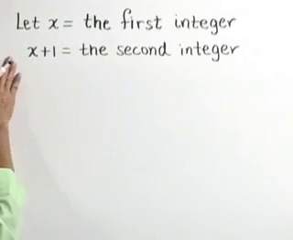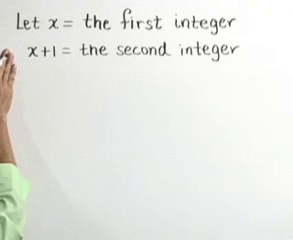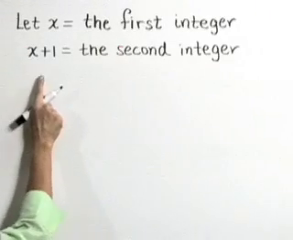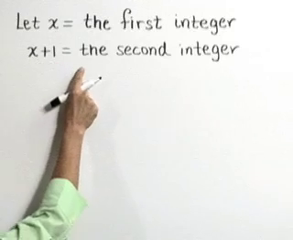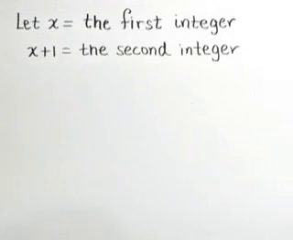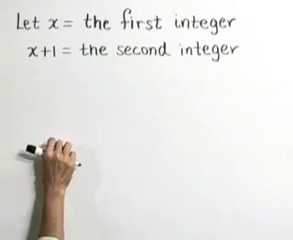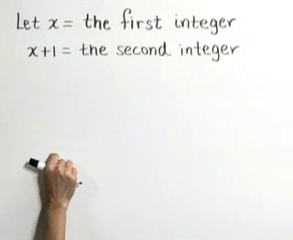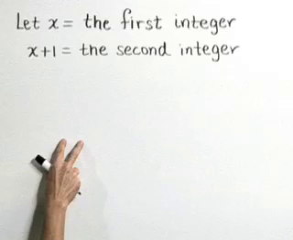Now going on to step 2, let's define our variables. Let x equal the first integer and then x plus 1 be the next consecutive integer, or the second integer. Now for step 3, we'd like to write an equation, and we'll use the fact that we're given that the square of the sum of the two integers is 11 more than the smaller integer.